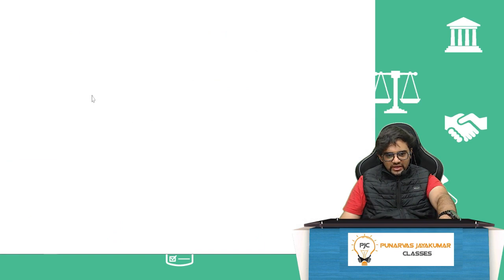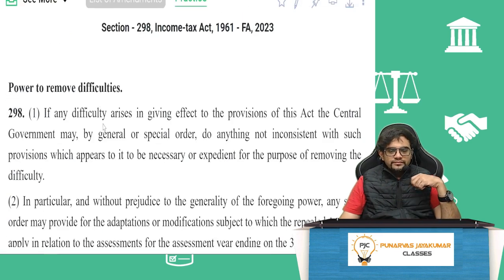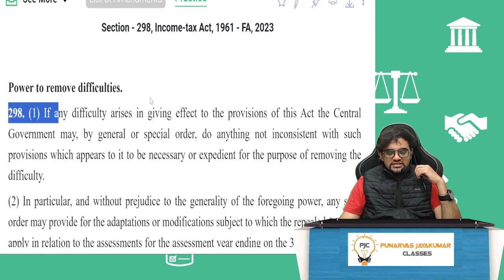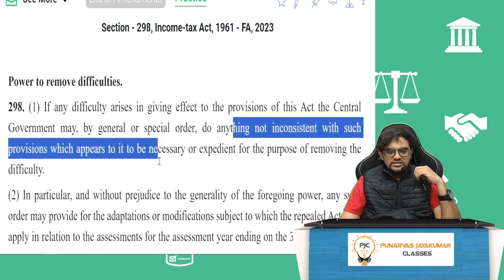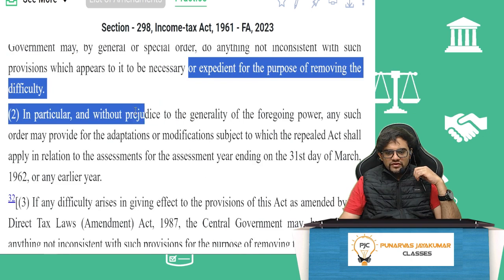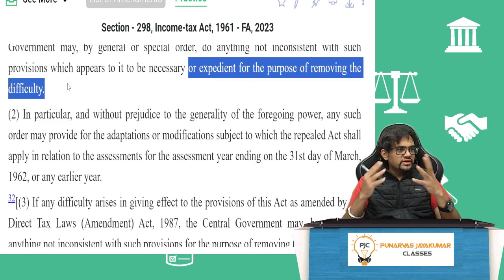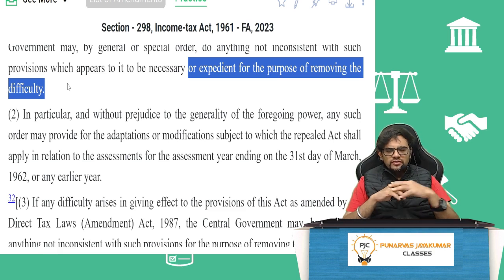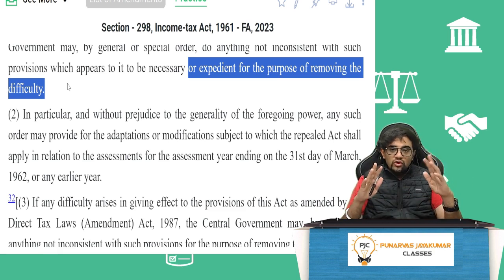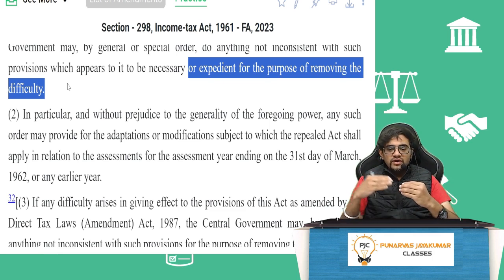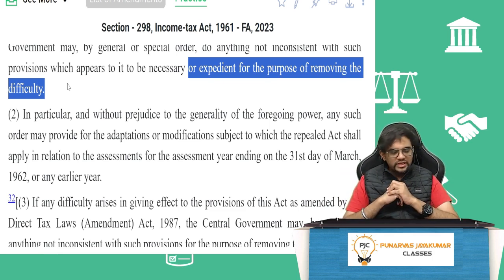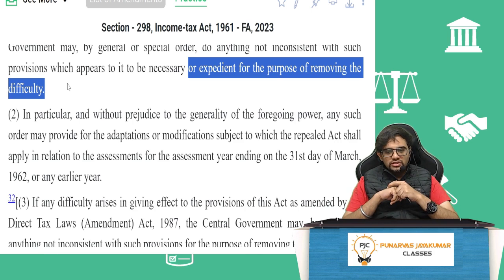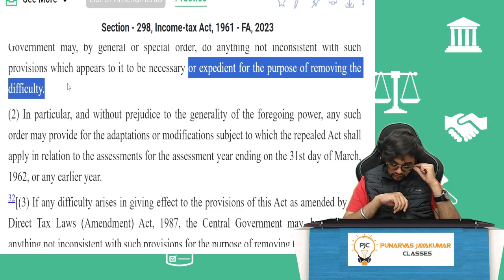The last section of the Bare Act, no, 298, see. If any difficulty arises in giving effect to the provisions of this Act, the central government may, by general or special order, do anything not inconsistent with this provisions, but it is expedient for the purpose of removing the difficulty. Expedient means what? Advantageous. So whatever is advantageous for the purpose of removing the difficulty, I will do. I should not go against the law, but I should do something which will be advantageous for everybody, is what this section is trying to tell. Expedient for the purpose of removing the difficulty. Understood? Expedient for the purpose of removing the difficulty. Done, guys.